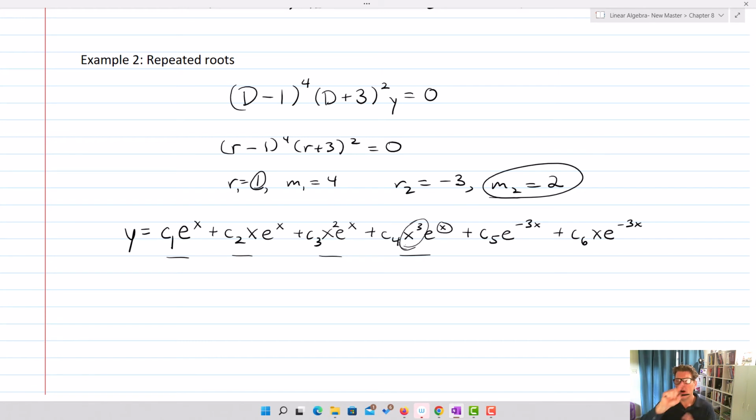Okay, so what we see is that every time we change our root, we start over in terms of the powers of x. And that's essentially what we do, and that's how we deal with repeated roots when we're solving these kinds of constant coefficient problems.